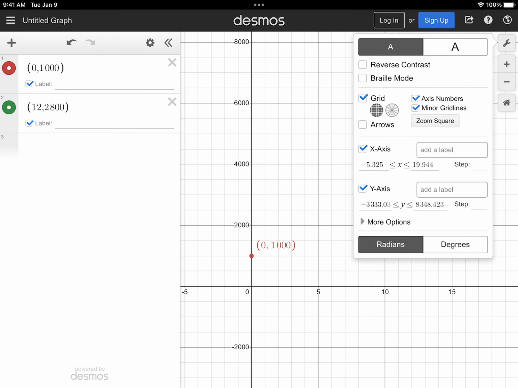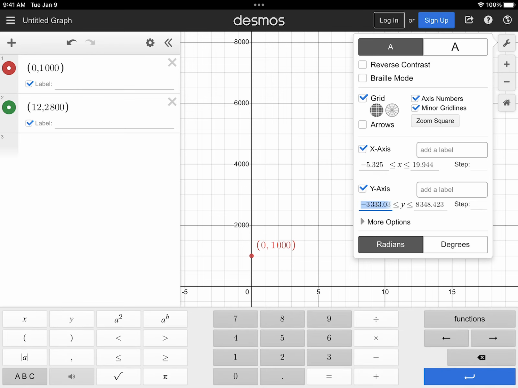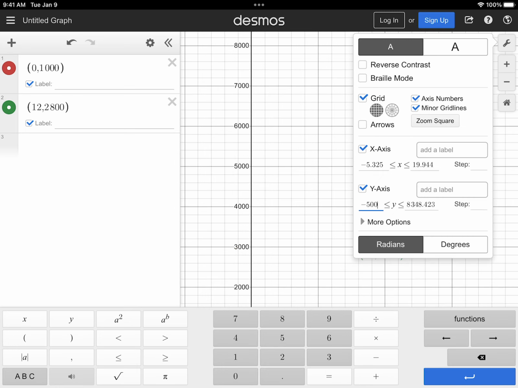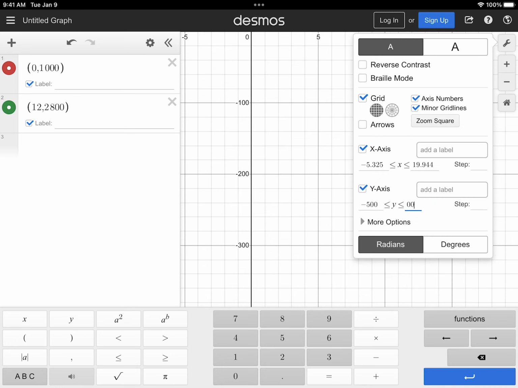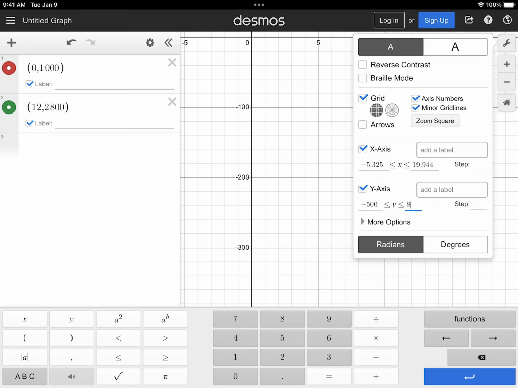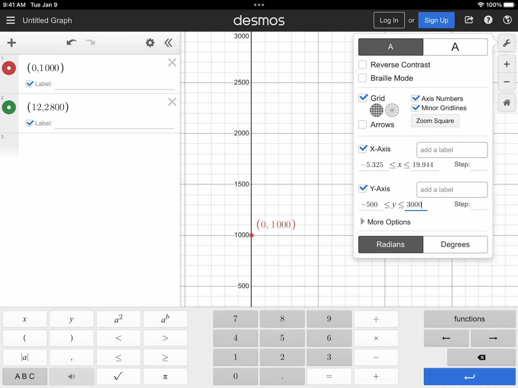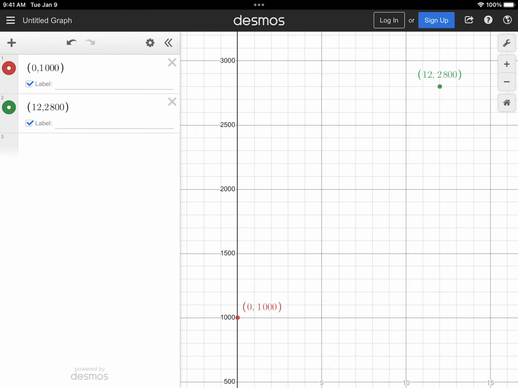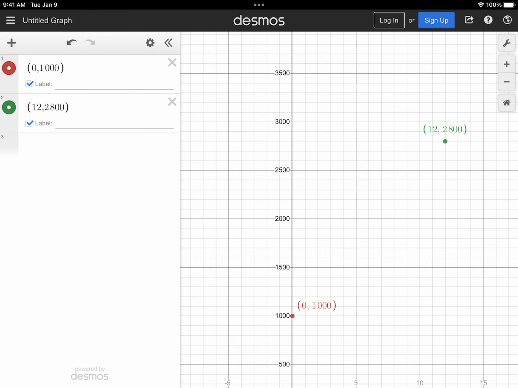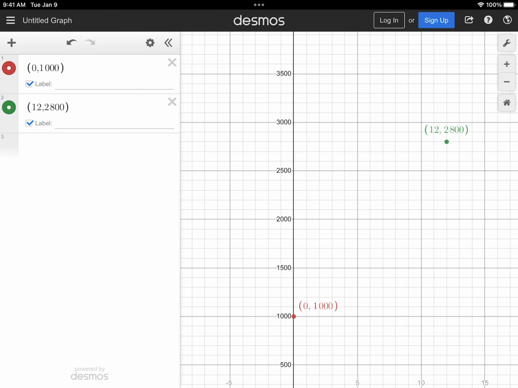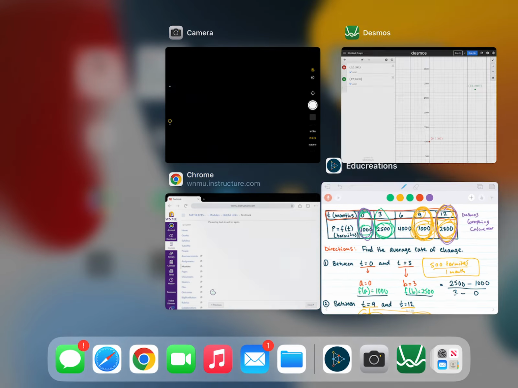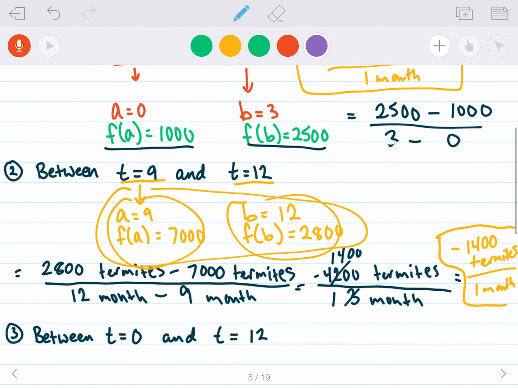I can adjust my Y values too, to be like, I don't know, negative 500 to 800. You can mess around with it to get your picture looking better, or let's do 3,000 actually, to get your picture looking a little bit better. So I'm trying to find the steepness of this line segment that joins these two. And so I can use that average rate of change formula.